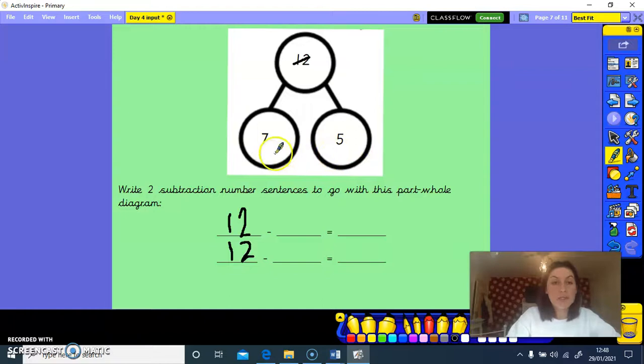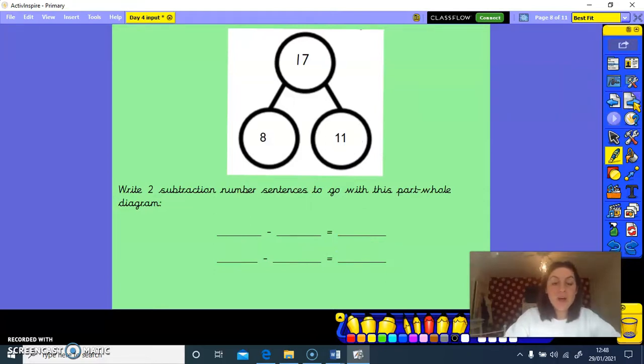What should we go for? 7, I think. Take away 7 equals 5. Brilliant job. If I was to spin it around, I would do instead 12 take away 5 equals 7. Good job, guys. Okay, let's go for another one.